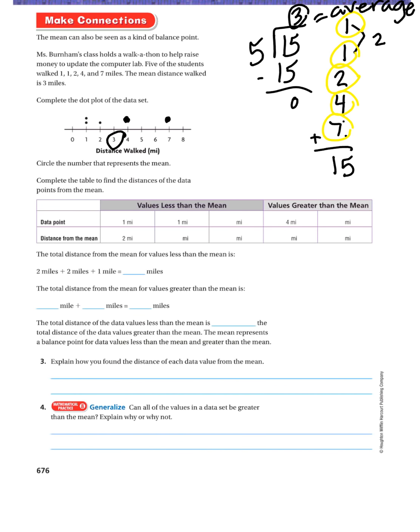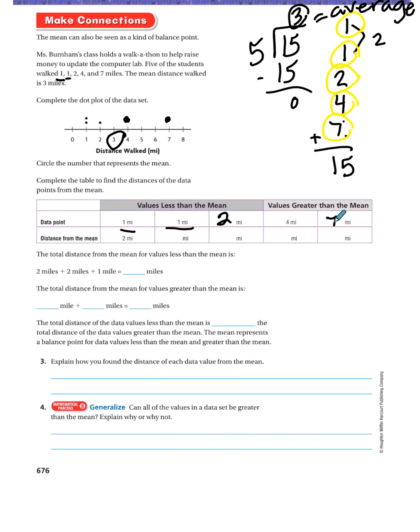1 and 1 were under the mean. So that's here and here. Now 2 is also under the mean. Okay, now greater values than the mean were 4 and 7.